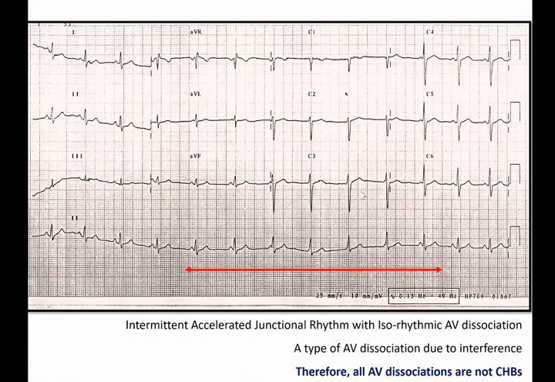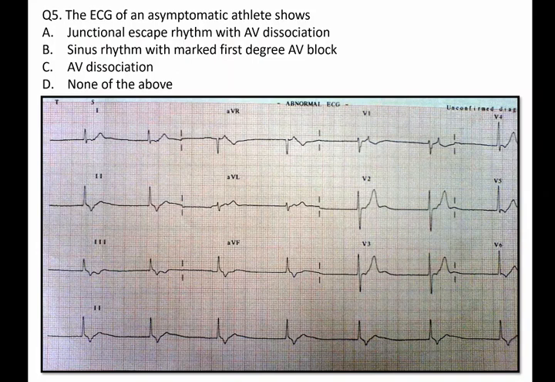Now let's look at another ECG. This is an ECG of an asymptomatic athlete and the choices are: A, junctional escape rhythm with AV dissociation, B, sinus rhythm with marked first degree AV block, C, AV dissociation, and D, none of the above.